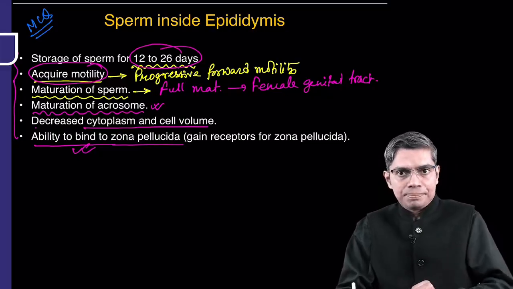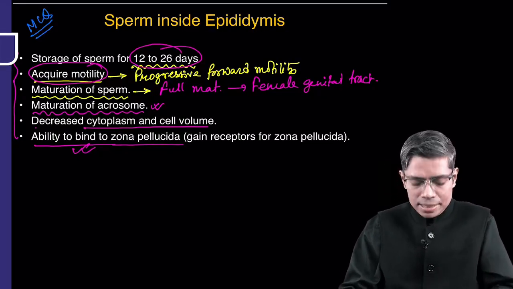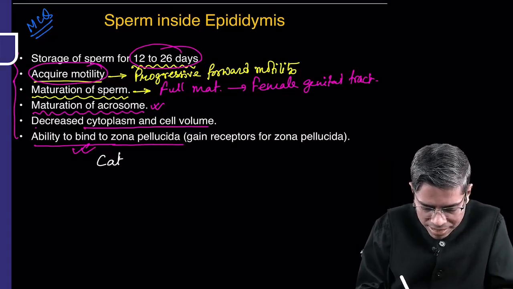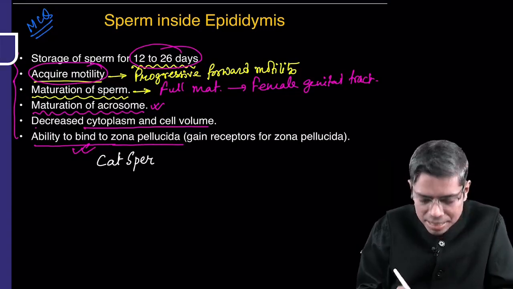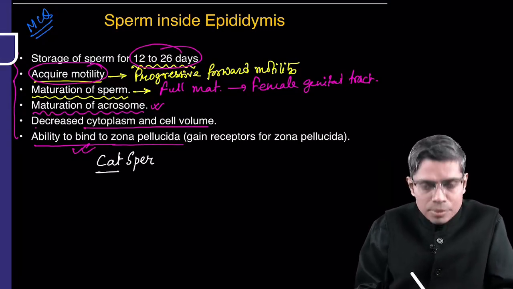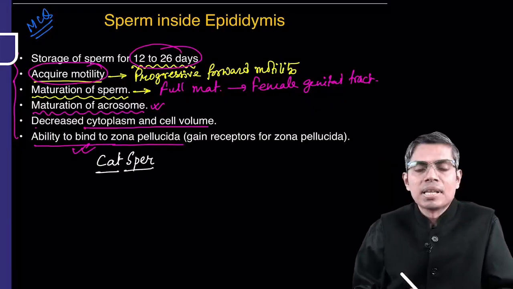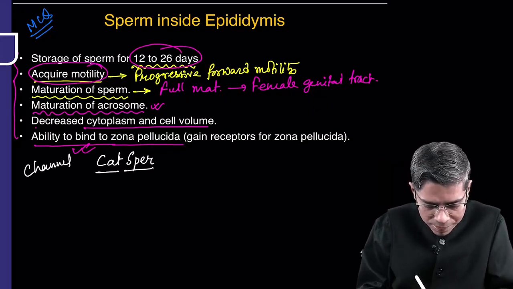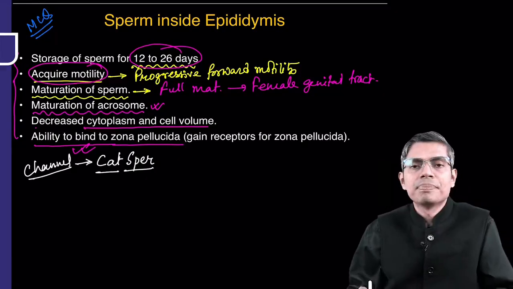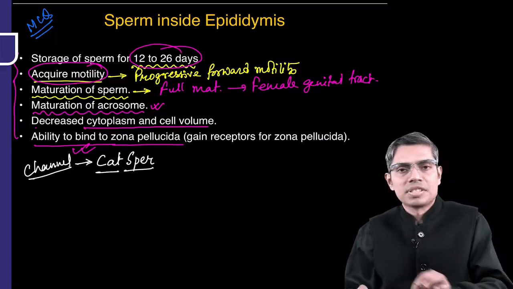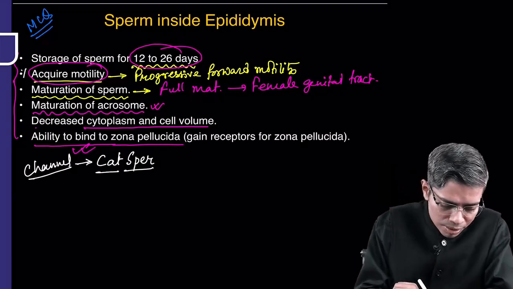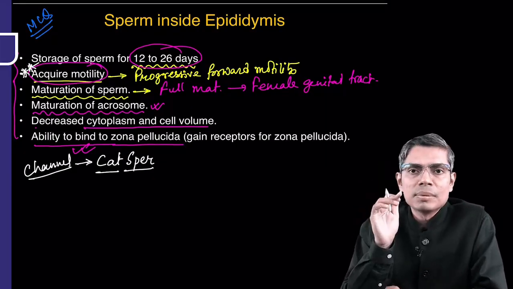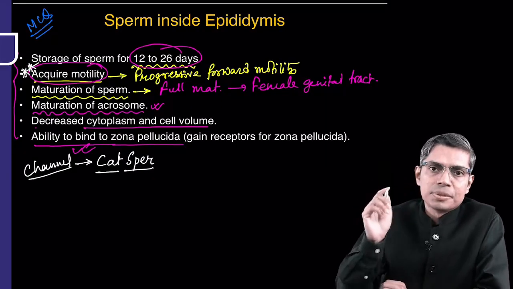How does the sperm become motile? You have to remember the name of one channel, which is known as CatSper. CatSper stands for cation channel of sperm. That's why the channel which is responsible for giving motility to the sperm is known as the CatSper channel. So if I ask you how the sperm is acquiring this motility at the level of the epididymis, you have to remember the name of one important channel, that is the CatSper channel.